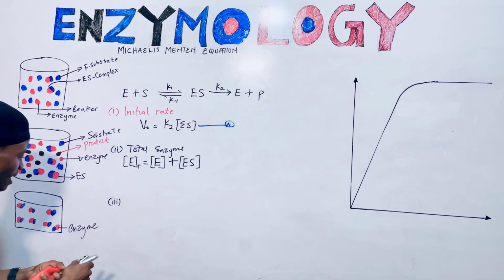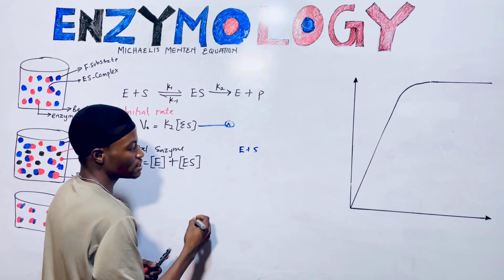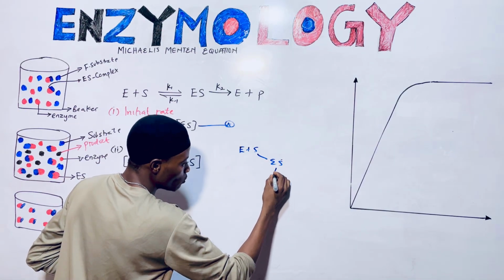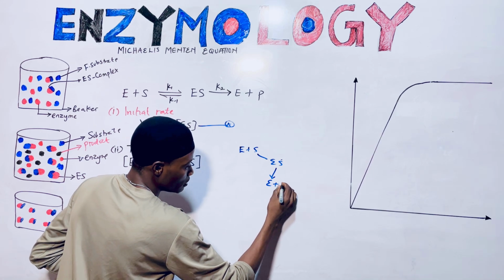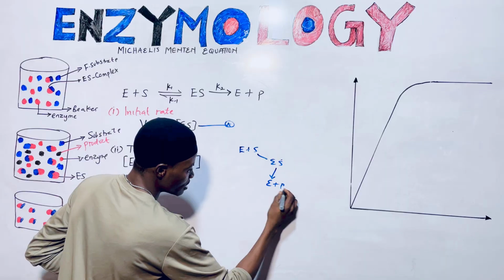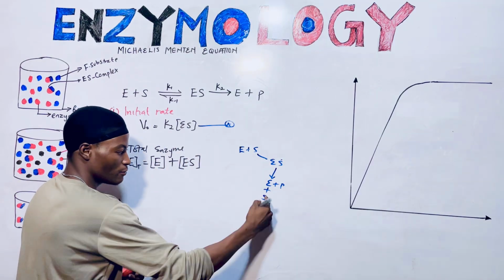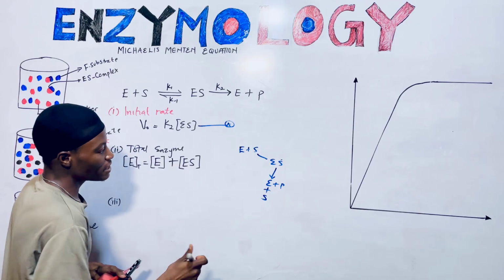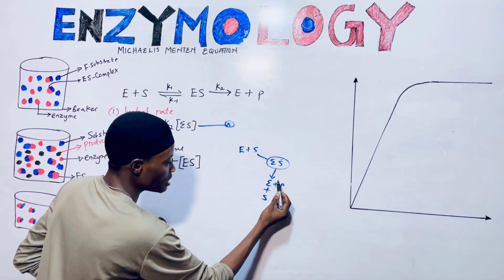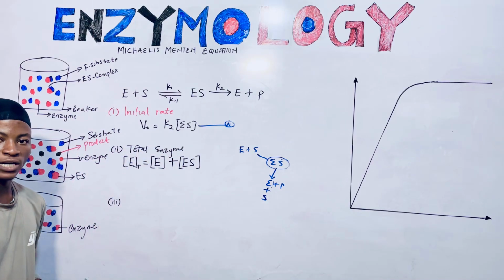Let me write it like this. E is picking up S to give us ES. Then as this is forming E plus P, don't forget, enzymes are not always used up in the reaction, right? As this is detaching, another substrate is added to it. So the rate at which ES is formed is equal to the rate at which ES dissociates to give us E plus P. Are you with me now?